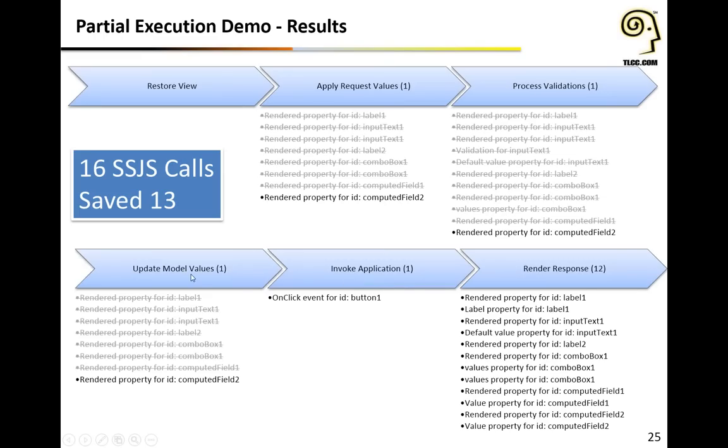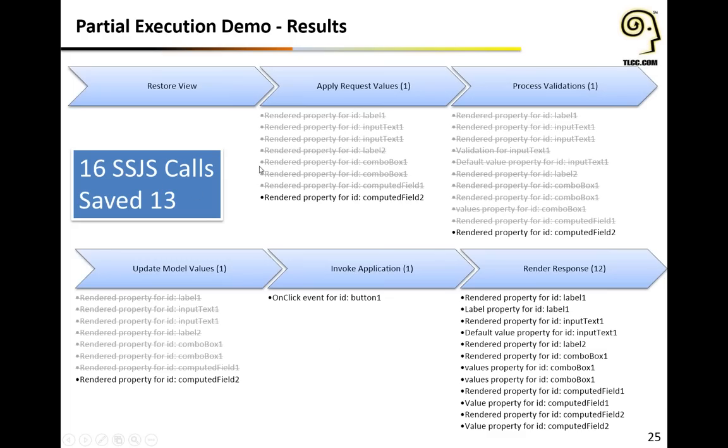So we never did the update model values. The data the user entered in input text 1 and the combo box never got applied to the components that underlie them and to our DOM document eventually. So they got reset to the default values in the render response because they never got the new values. The entire render response ran, and it did the default value for input text 1, and it did the combo box 1 things, which reset everything back to the default. So obviously you've got to be careful with that.